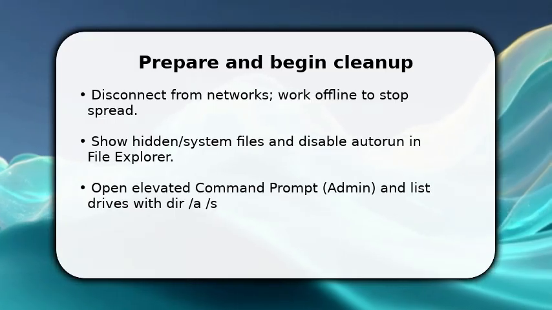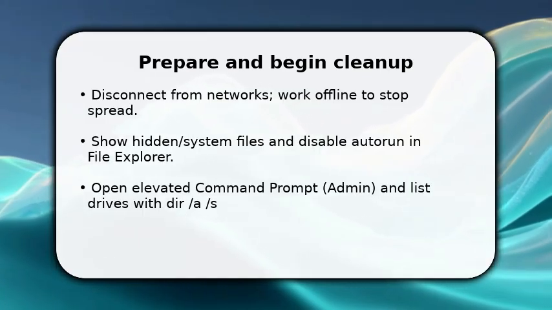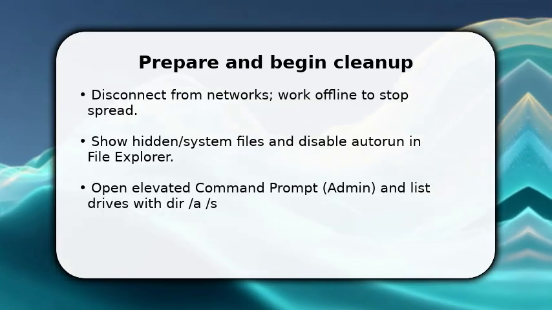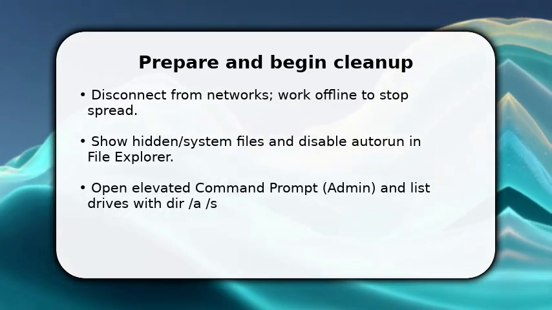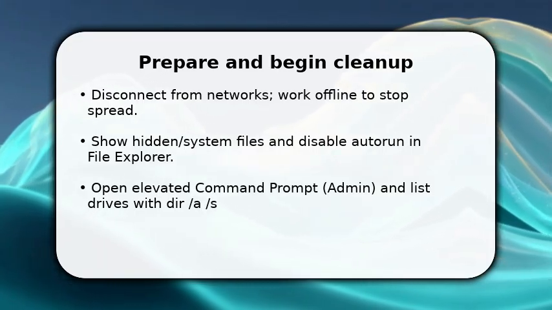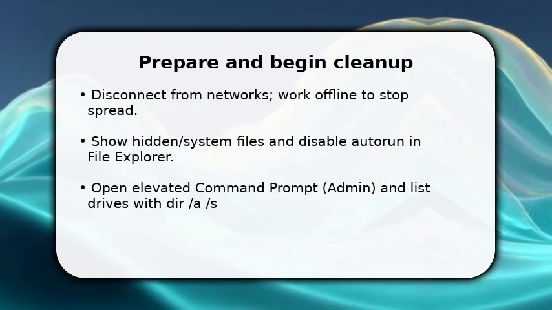You start by isolating the machine, disconnect Wi-Fi and unplug Ethernet so the malware can't phone home. Once done, reveal hidden and protected OS files and disable auto-run to prevent reinfection. Then open an elevated command prompt as administrator. This gives you the privileges required to remove system entries.